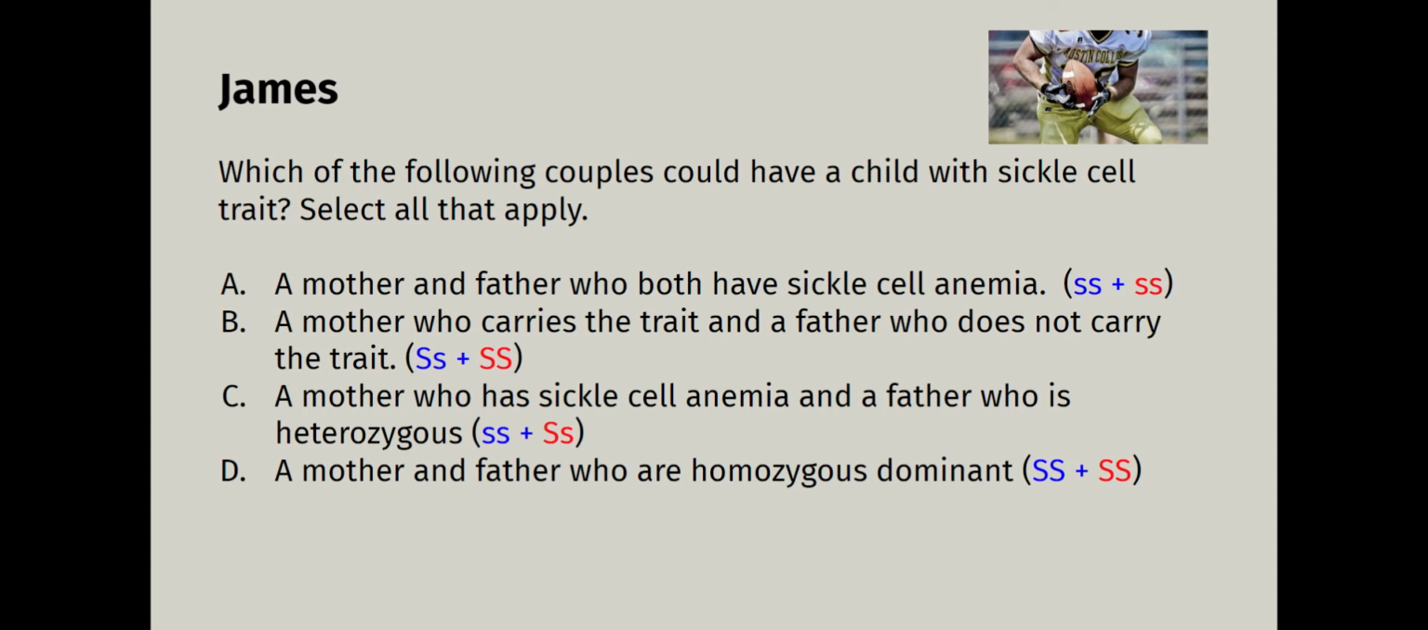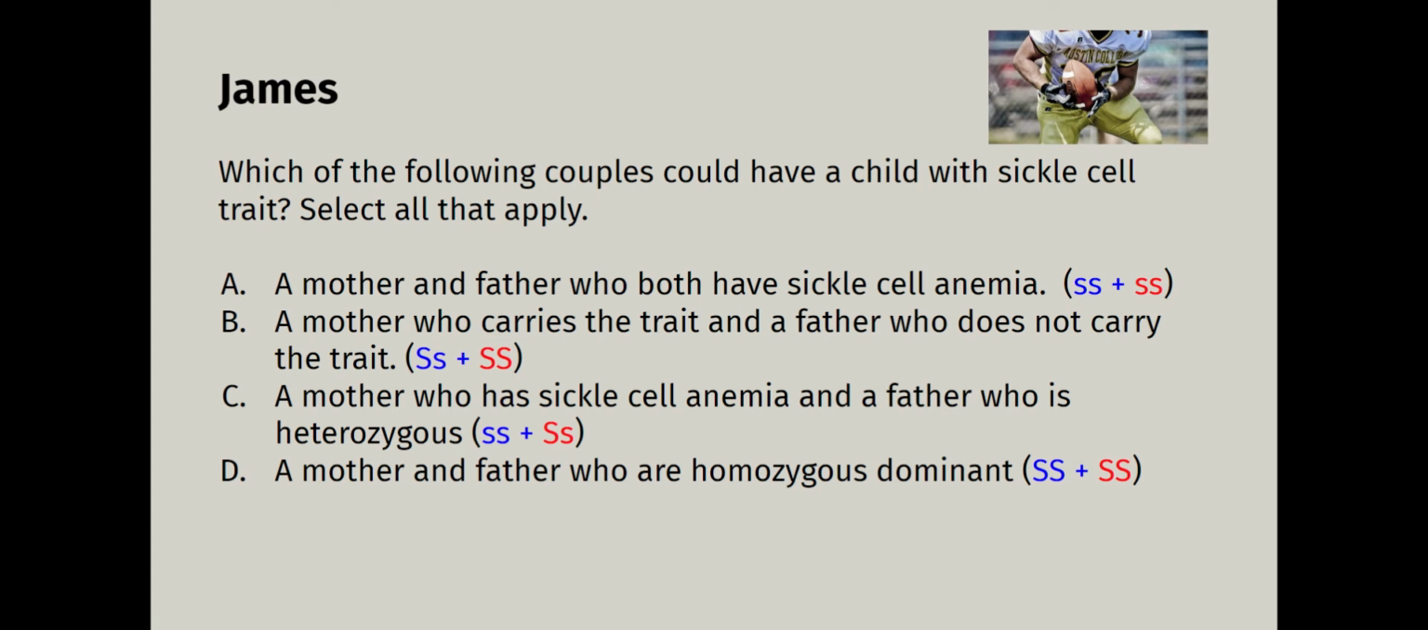Let's go back and talk about what we know about Mendelian inheritance patterns and sickle cell trait. So we have this question: which of the following couples could have a child with sickle cell trait? Select all that apply. You might need some paper and a pencil to do a Punnett square. If you need to pause this video, please do so. We have in option A mother and father who both have sickle cell anemia. They both suffer from the disease. They are both homozygous recessive.